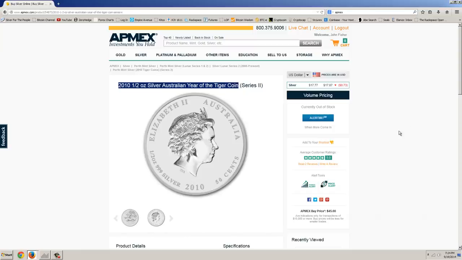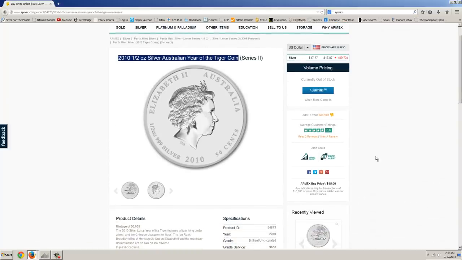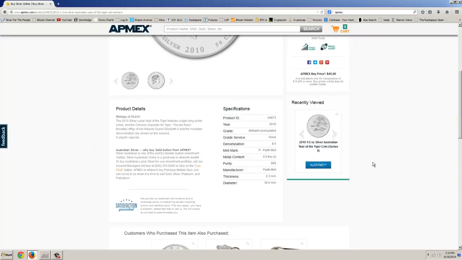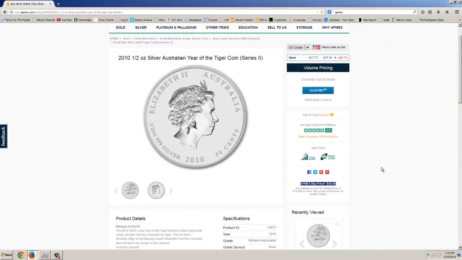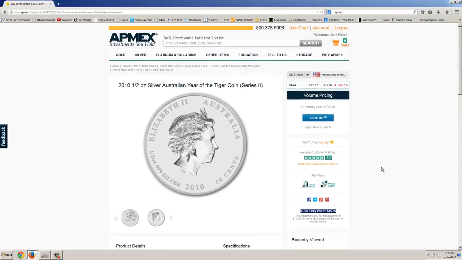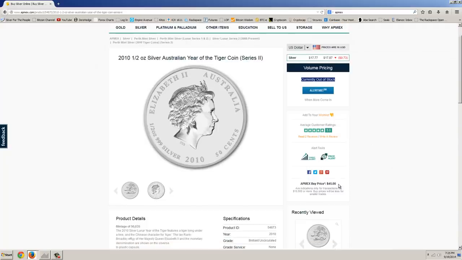This is a coin that I purchased. Now I'm going to go ahead and show you the screen cap. But before I do that, I want to show you, here is what Atmex is offering to buy this coin back at. There's an Atmex buy price of $45. That's $90 an ounce. So Atmex is offering. They're not selling. It's not available. It's on Alert Me, it's out of stock, but Atmex is willing to buy it back. They are willing to buy it from me for $45 a coin.